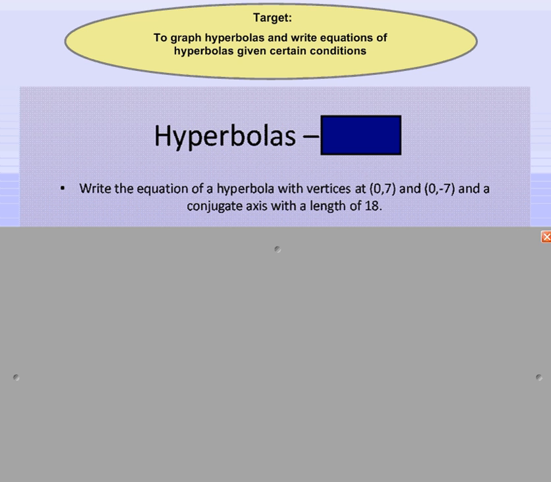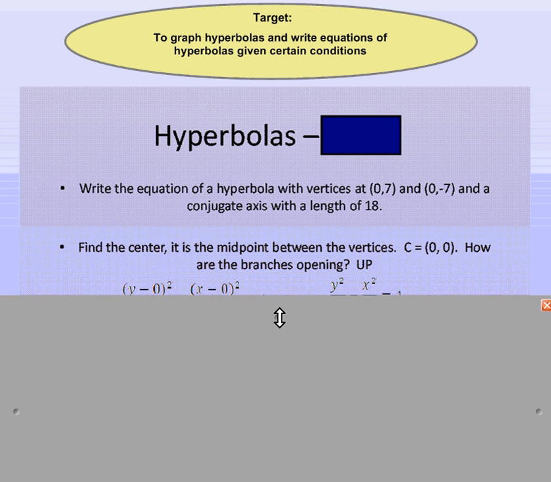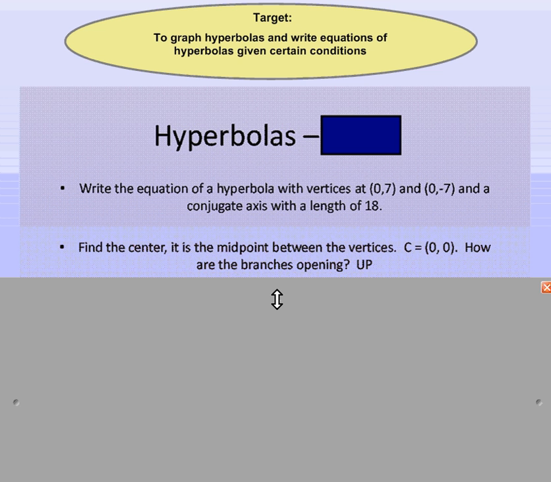All right, the next few slides will be devoted to writing the equation of a hyperbola given certain conditions. This example: write an equation of a hyperbola with the vertices at 0, 7 and 0, -7, and a conjugate axis with a length of 18. Again, remember the conjugate axis is the axis that does not include the vertices.